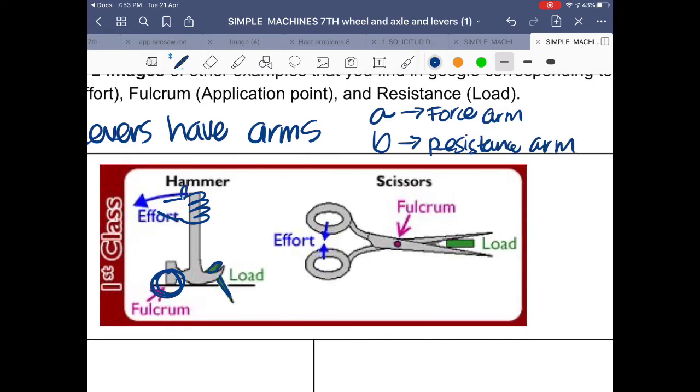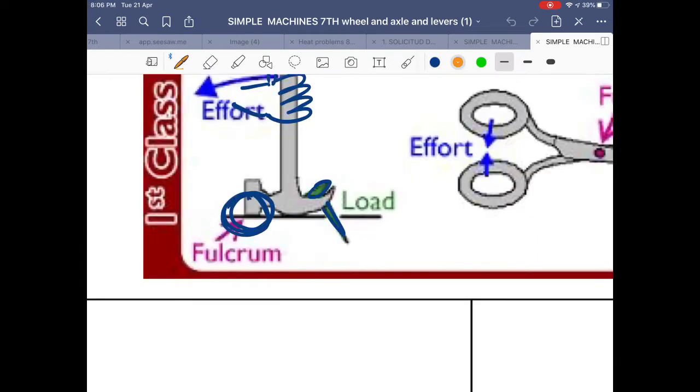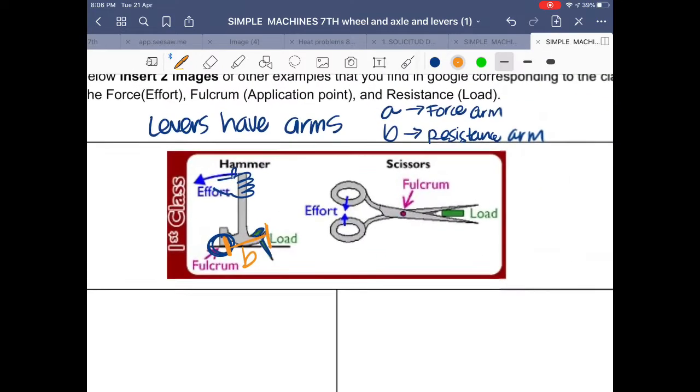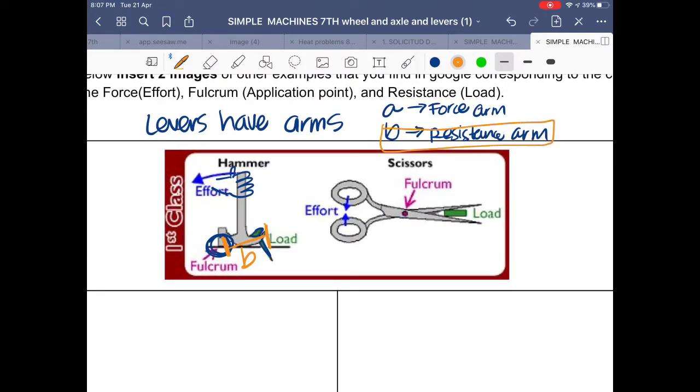Okay? Now, how will I notice which one is which one in the problems? Well, the distance from the center to the resistance will be letter B, because it's the resistance arm. It's the one related with the resistance. And the distance between the center and the force, the effort arm, or the force arm, will be letter A, okay? We'll see it later on.